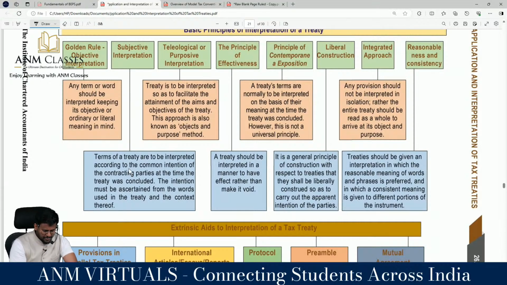Subjective interpretation: this is how they ask 2 marks. Terms of a treaty have to be interpreted according to the common intention of the contracting parties at the time when the treaty was made. Intention must be ascertained from the words used in the treaty and the context thereof.